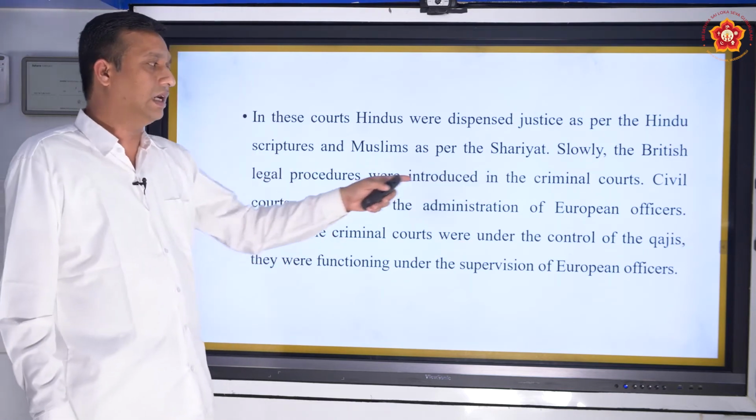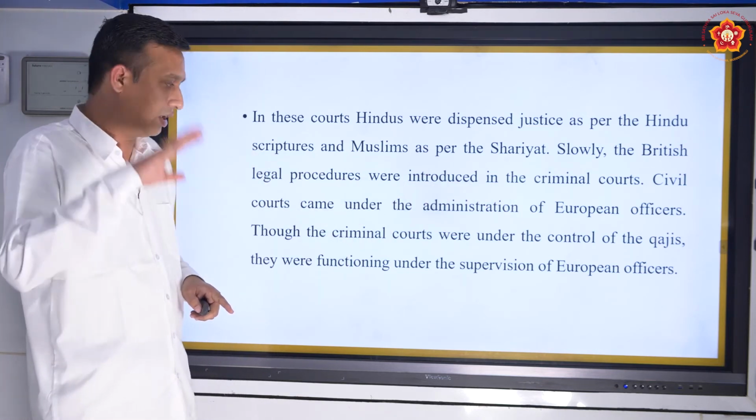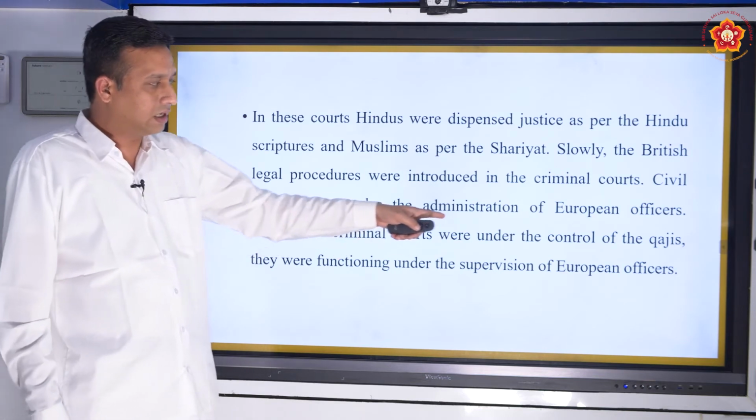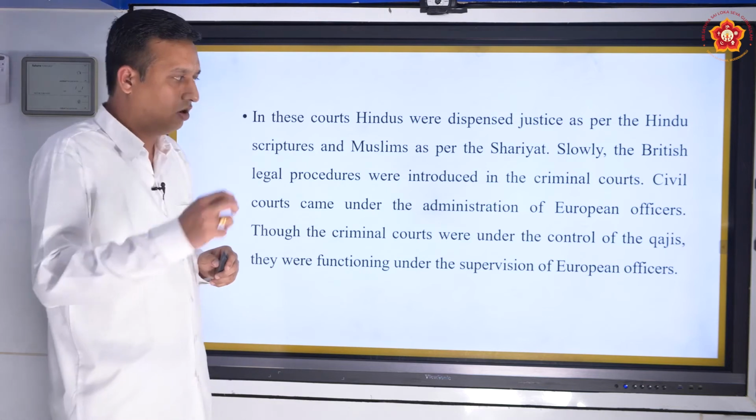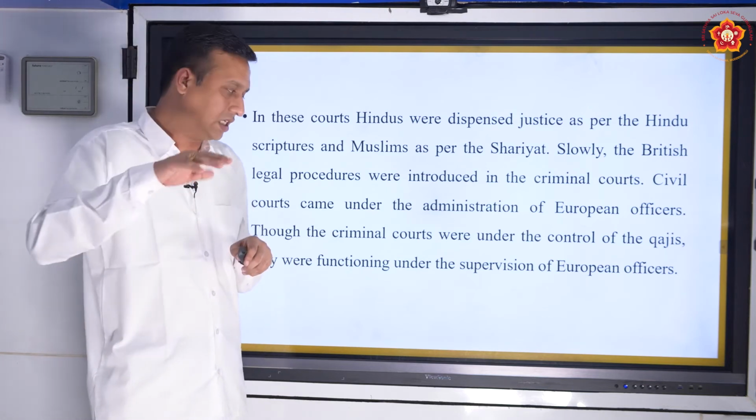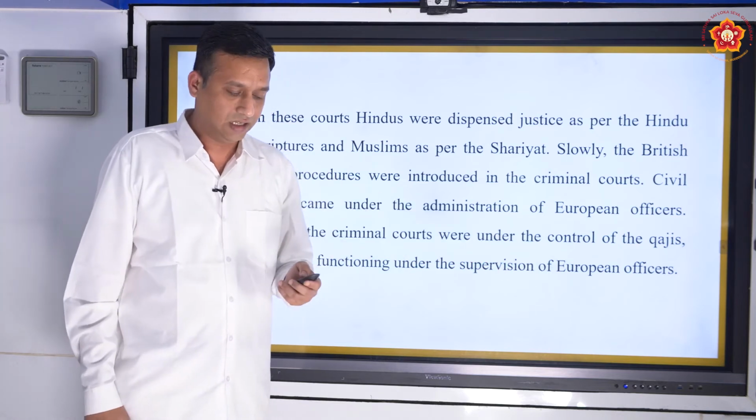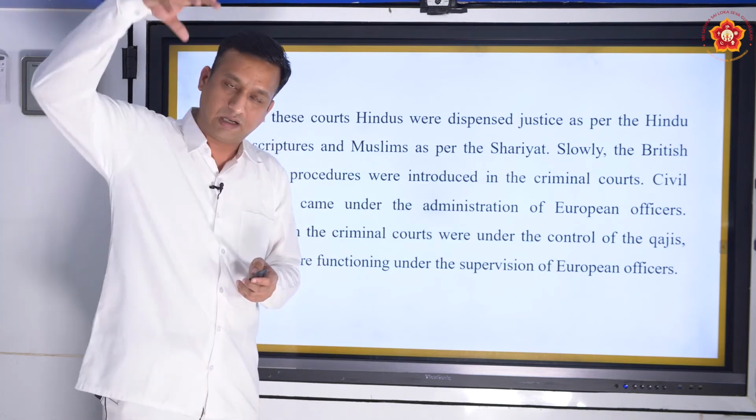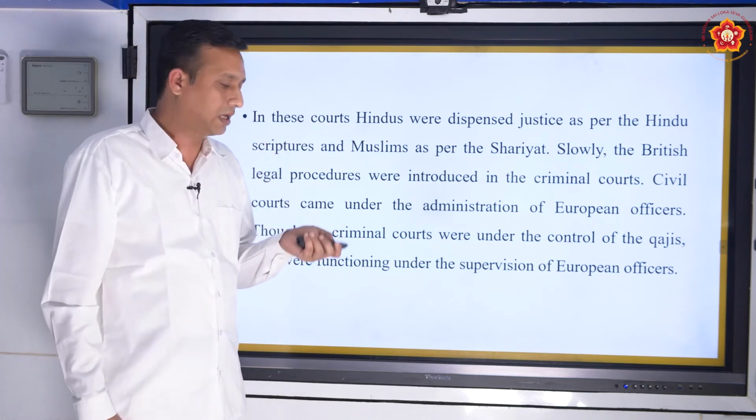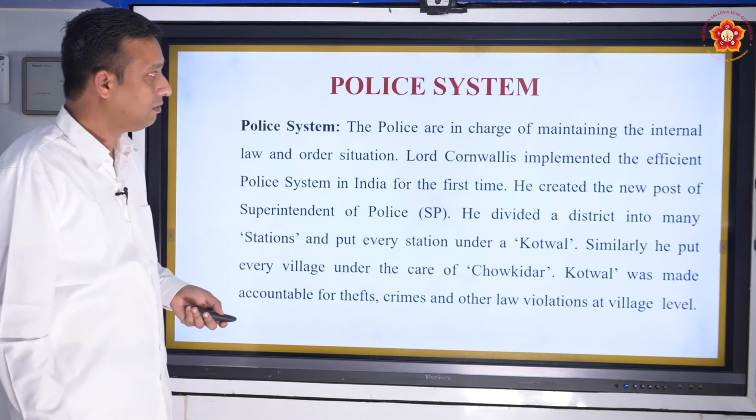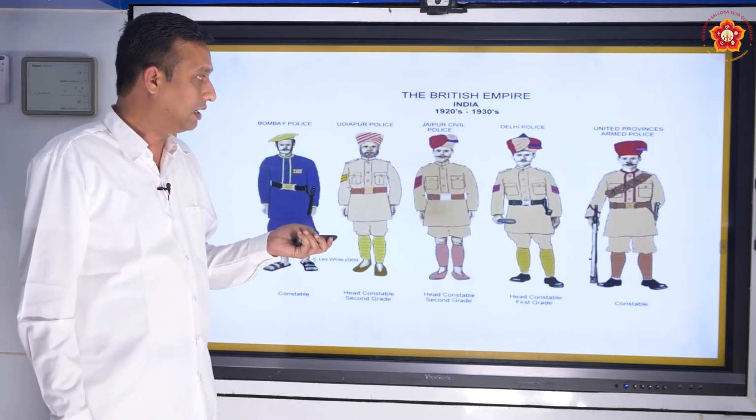Civil courts came under the administration of European officers, but they would not interfere much. The criminal courts were under the control of the Qazis. Qazis means the Muslim clerics, who would give the justice. They were functioning under the supervision of European officers. Only in name were they there, but the top supervision was done by the European officials. So this was about the judicial system and how they brought it in.